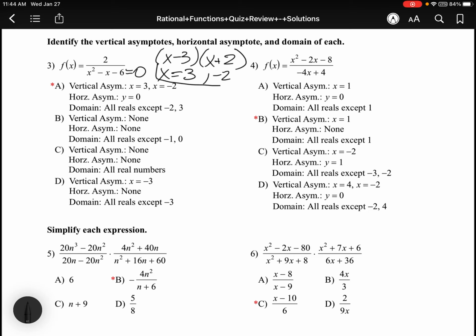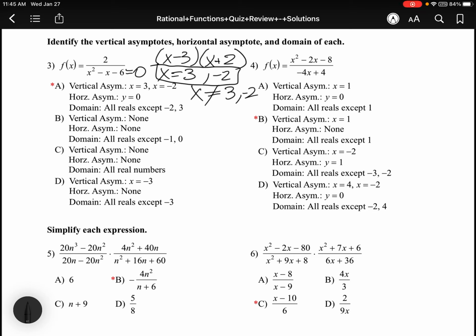So our vertical asymptotes are going to be at x equals 3 and negative 2. And this also asks us to find the domain. So if you remember, the domain is going to be where our expression or function is undefined, and that is where our asymptotes are at, right? So our asymptotes are where our function is undefined. The domain of the function is going to be all real numbers except for where our function is undefined. So our domain is all real numbers except for x does not equal 3 or negative 2.